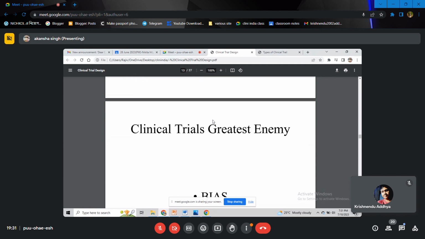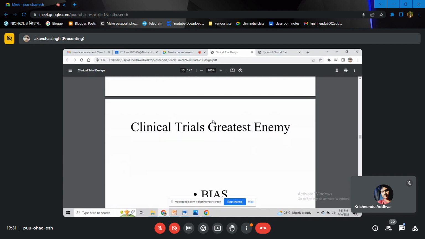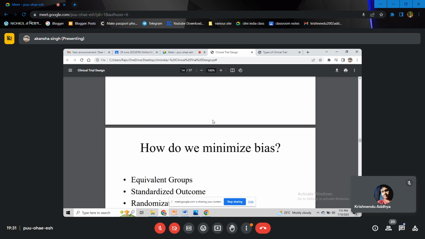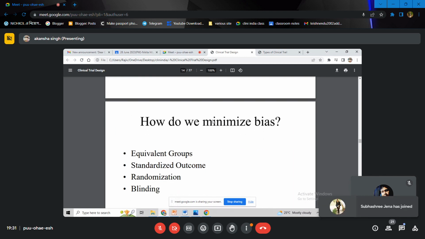Ma'am, the clinical trial's greatest enemy is bias. So you should not have any bias in the clinical trial. For that, based upon your number of population, we should have an equivalent number in each group. Like in a factorial design, if 100 patients are there, we have to form equivalent groups among them. Whether it is a parallel study or a crossover study, groups should be of equal number. It should be randomized, and no favoritism should be there. You know, these people will only go to the test drug, and these will only go to the standard drug. There should be random allocation of subjects to the groups.